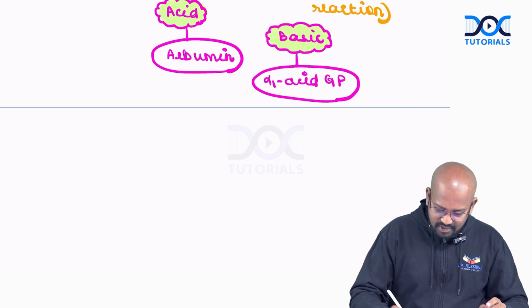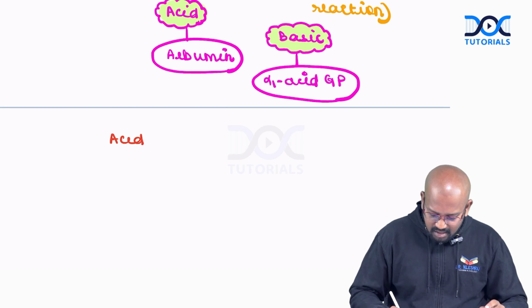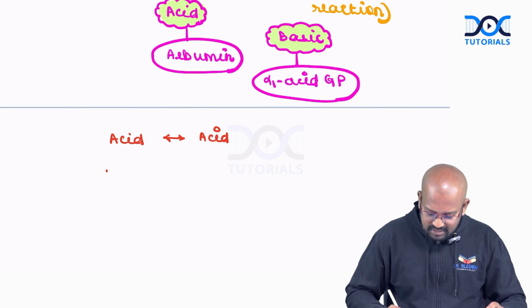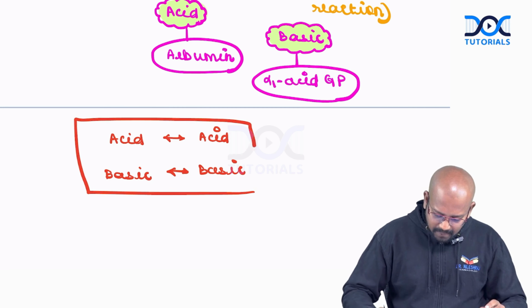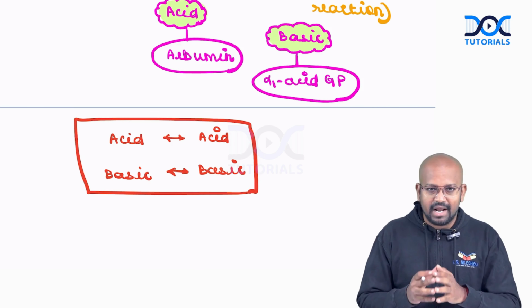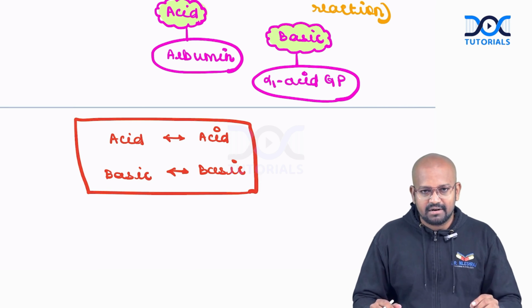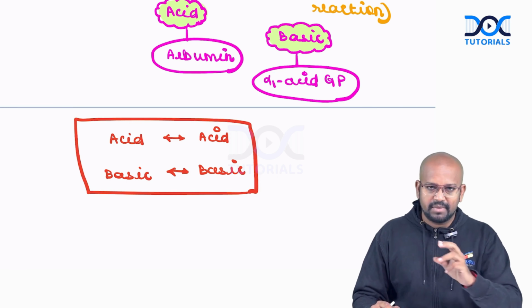We can write it up over here. An acidic drug will be displaced by one more acidic drug, whereas a basic drug will be displaced by one more basic drug. The vice versa will never happen. An acidic drug will never displace a basic drug, and a basic drug will never displace an acidic drug.